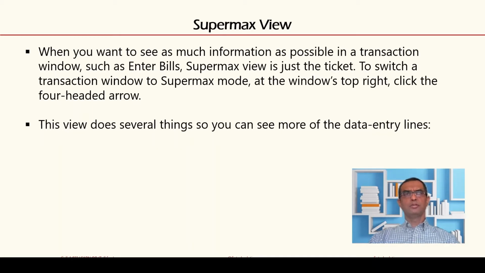When you want to see as much information as possible in a transaction window, such as enter bills, SuperMax View is just the ticket. To switch a transaction window to SuperMax mode, at the window's top right, click the four-headed arrow. This view does several things, so you can see more of the data entry lines. Let's see it in action right in QuickBooks Desktop.